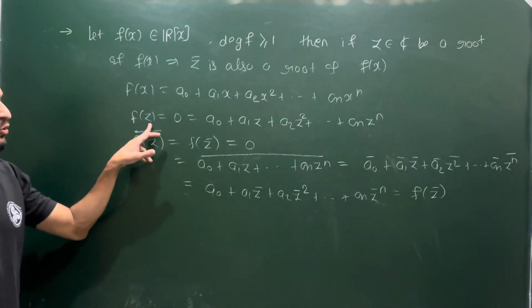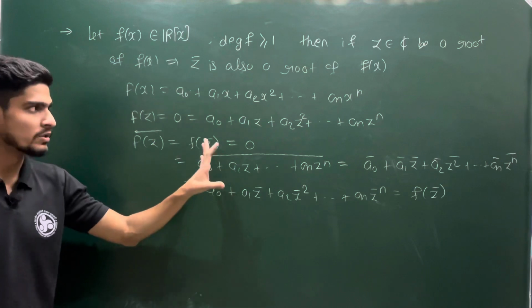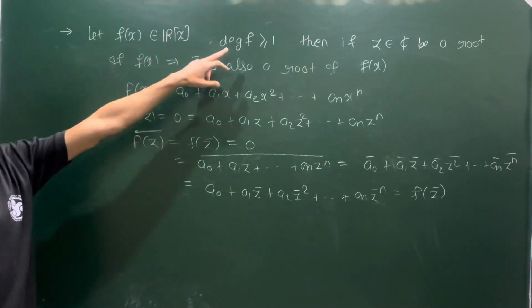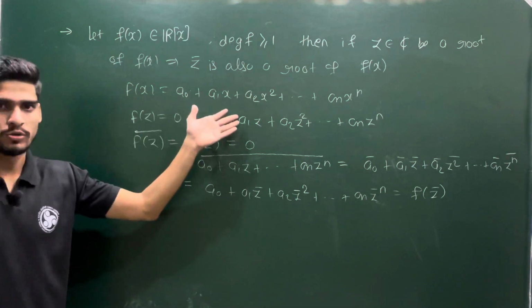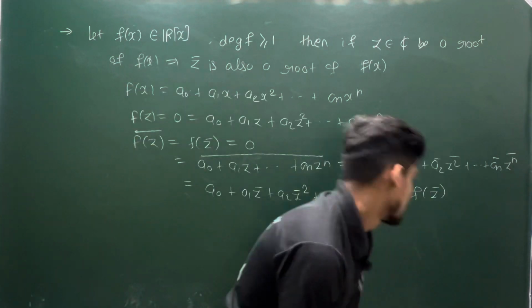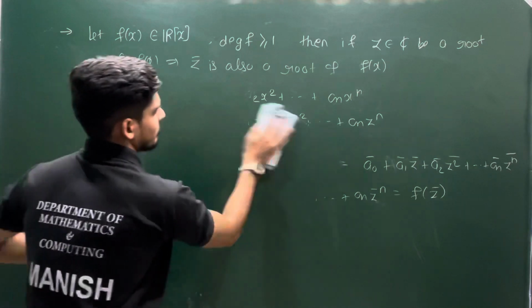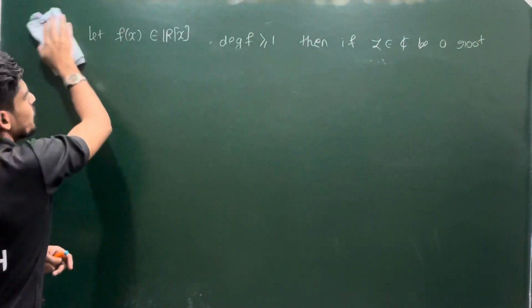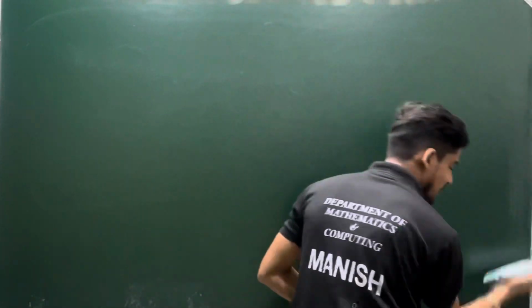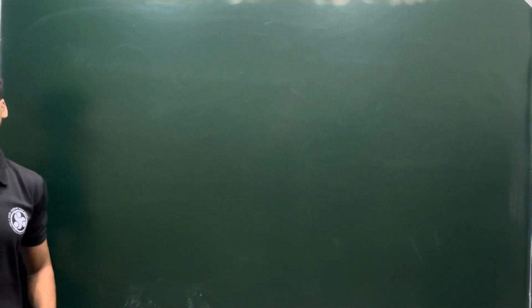That means if z is a root, then z bar is also a root. So complex roots of a real polynomial of degree at least 1 occur in pairs. If z is a root, then z bar is also a root. And in the complex integration part, we will also prove that if you have a polynomial of degree n, then it has exactly n complex roots, which is known as the fundamental theorem of algebra.